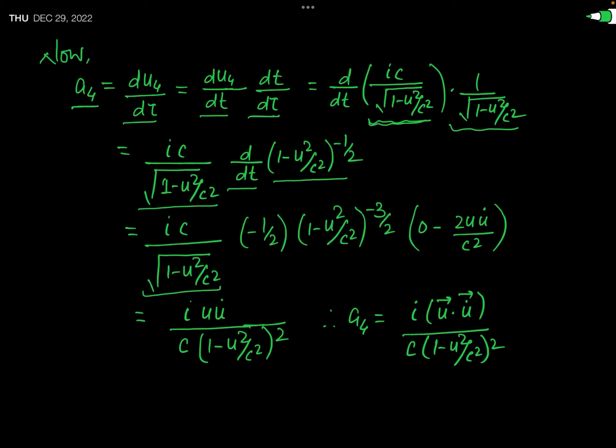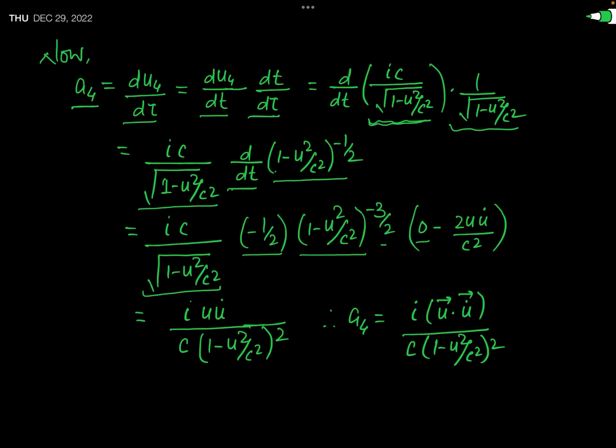Now (1 minus u square by c square) to the power minus half is to be differentiated with respect to t. So this is just a function of a function. First of all, this will be differentiated with respect to 1 minus u square by c square, and that will be minus half into (1 minus u square by c square) to the power minus 3 by 2. And then 1 minus u square by c square will be differentiated with respect to t. Since 1 is a constant, its derivative will be 0.